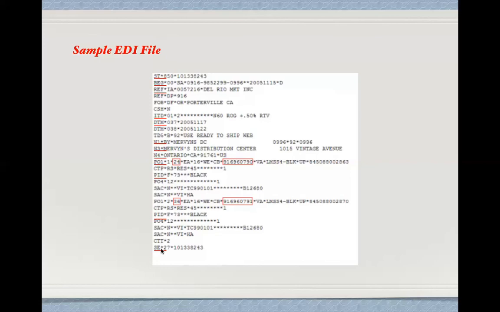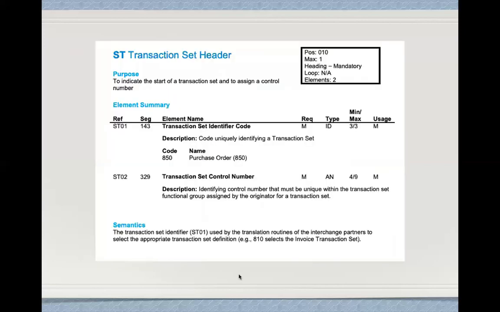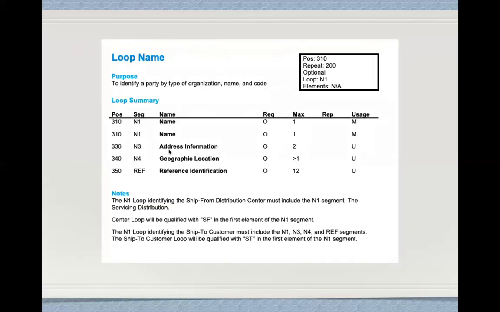So this standard can be downloaded from anywhere online. Right, so it looks something like this here. It gives you a clear description. What is the ST segment? What are these loops, etc.